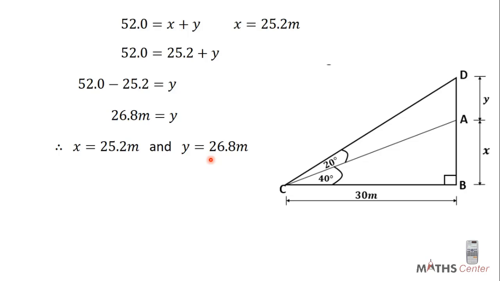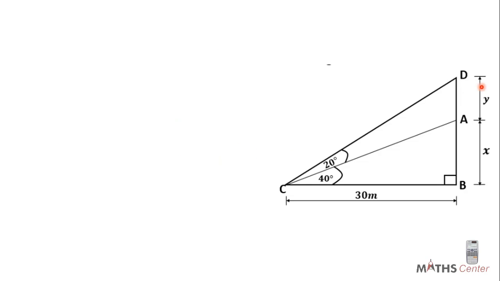We've answered the first part of our question. It said we should find x and y, and we have done that. The second part of our question said we should find DC, the length DC. Okay, so that is exactly what we are going to do. Now you can see that the length DC is in the bigger triangle, so it is in triangle DBC. Okay, so you are going to consider triangle DBC.